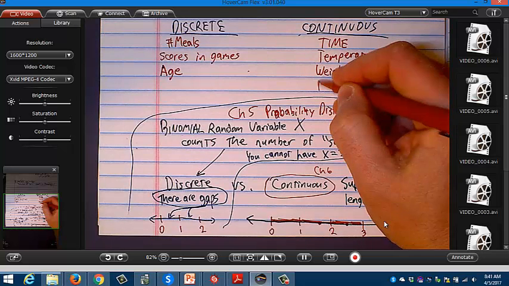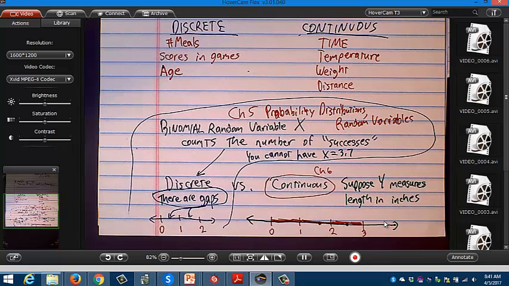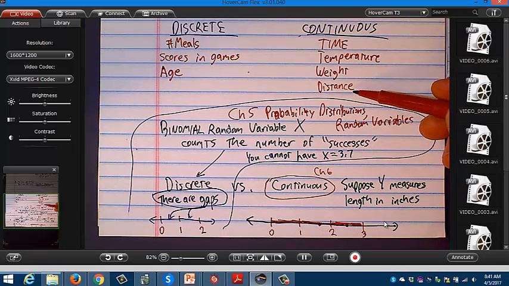Distance, I would say, is continuous. I agree. You could have 2.5 miles, 2 3/4 miles. Of course, distance, that's the same as length, right? Yeah.